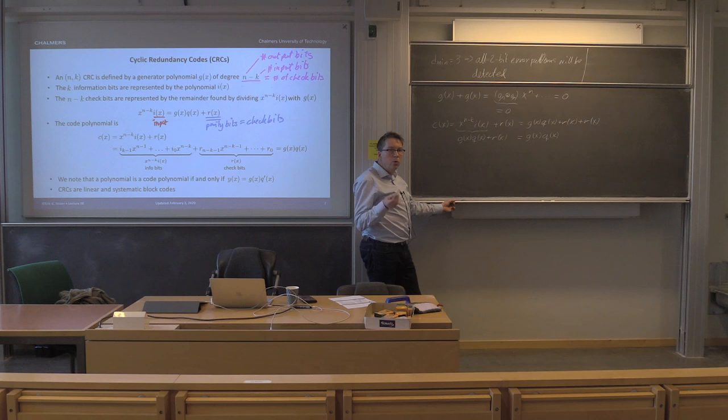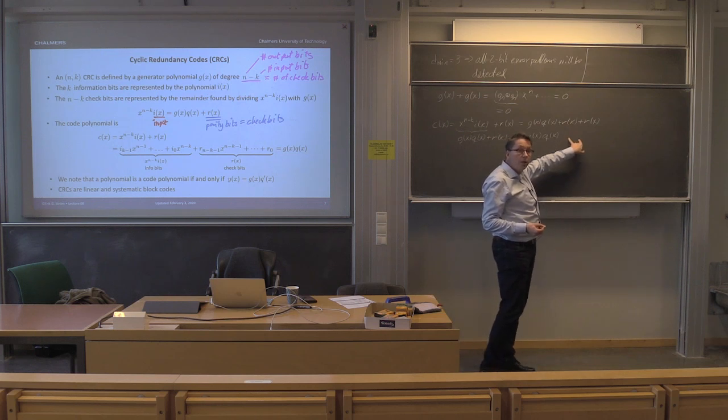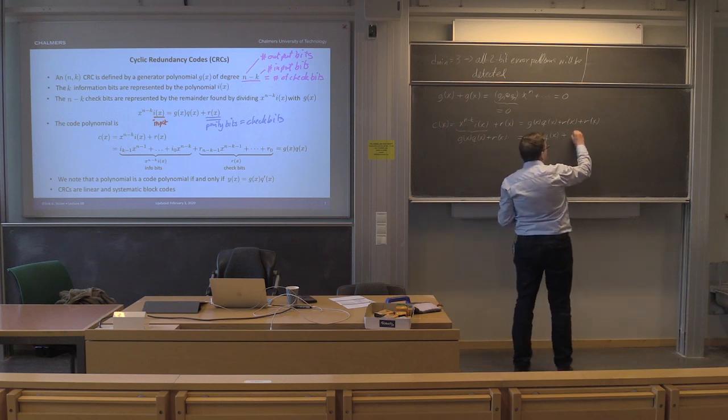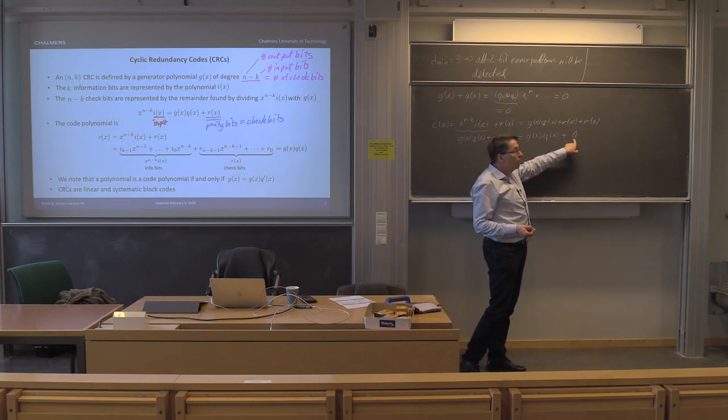Okay. And this is the cool part of it. From this we know that C(x), if I divide that by G(x), I get a 0 remainder. So for a code word, I can check whether a polynomial is a code word or not by simply dividing by G and checking whether I get a 0 remainder or not. If I get a 0 remainder, it's a code word. If I don't get a 0 remainder, it's not a code word.